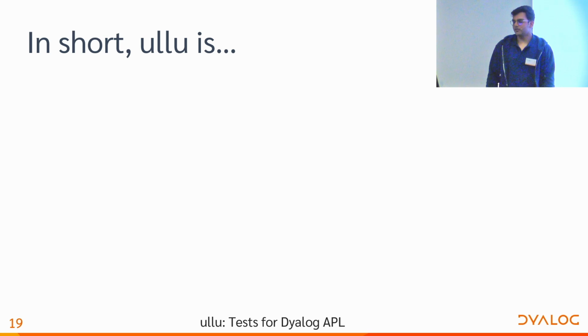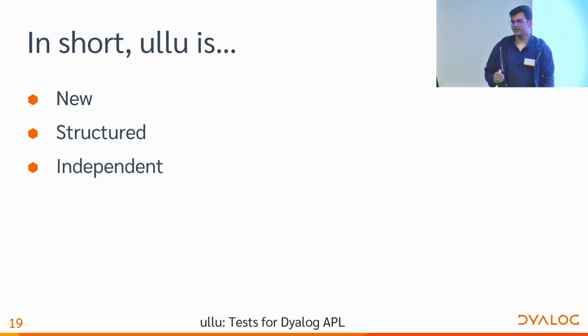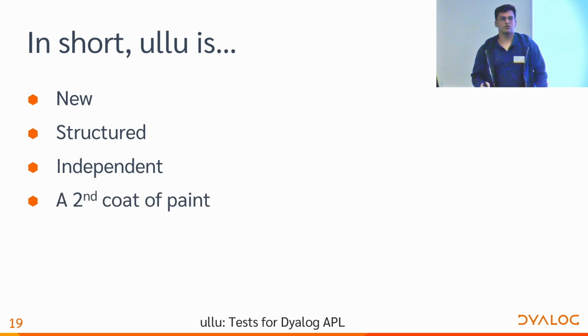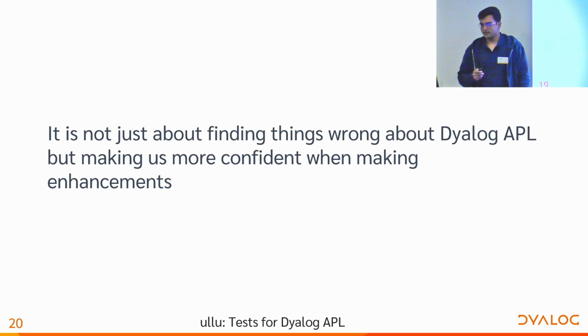So in short, ullu is new, structured, independent, and a second coat of paint over the initial coat of paint with the old tests of Dyalog APL. The old tests are not going anywhere, and this is a second reinforcing coat of paint over the old tests. So it's going to be brighter and more reliable. So this also provides us logical and actual coverage over all of the tests.